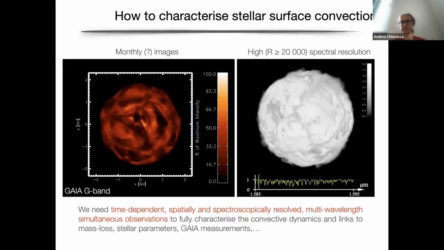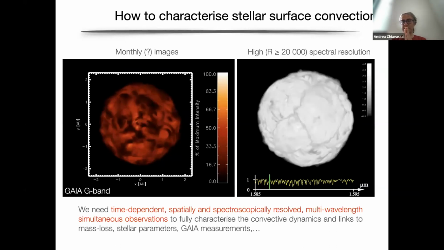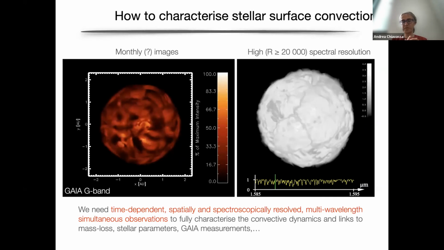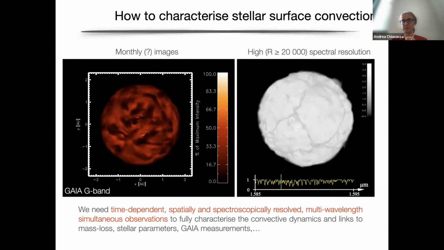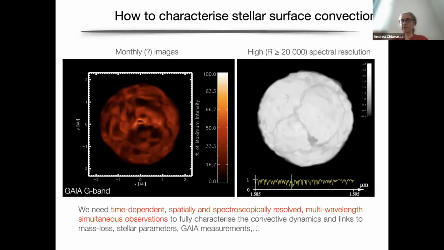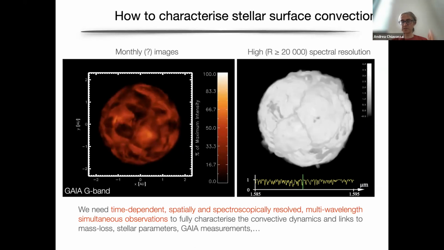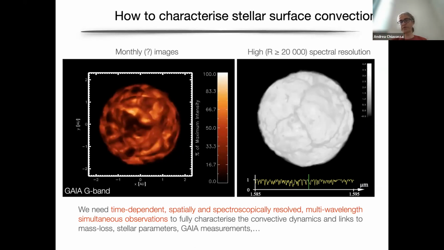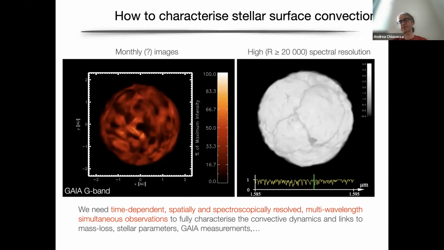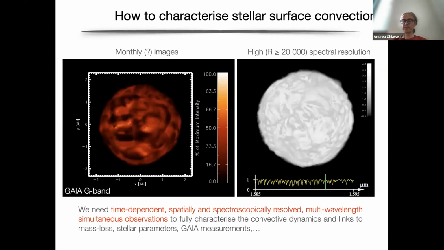But the last slide is this one. It is not only this; what also matters here is monitoring, so the temporal, time-dependent observation on the left, and high resolving power to resolve the stratification of the photosphere and the velocity field across the photosphere. So this is all needed to have a full picture of the dynamics of these stars and to connect this to the mass loss of this kind of objects. And I stop on this.